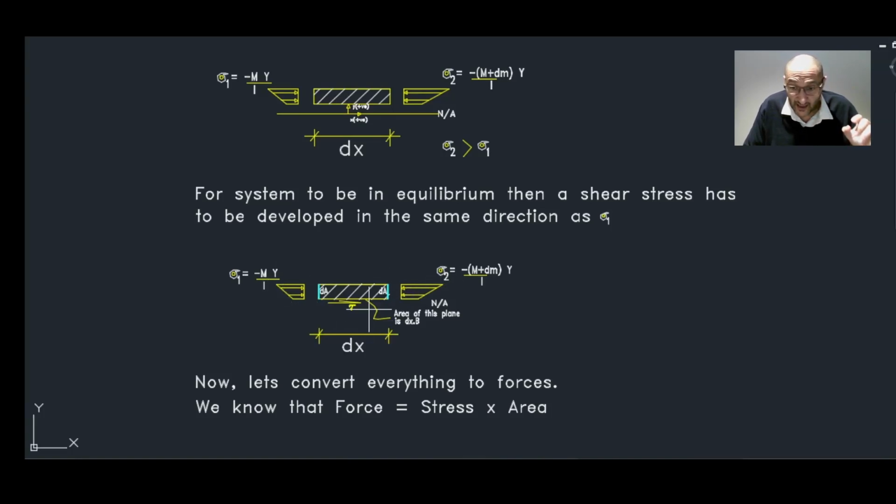So if we have a beam, say for example, with equal and opposite moments, the shear force will equal 0. The shear stress will equal 0. Okay, so far so good.